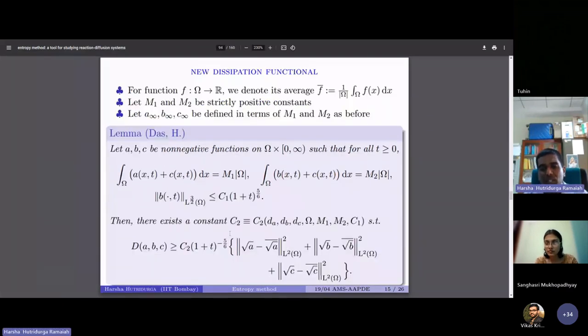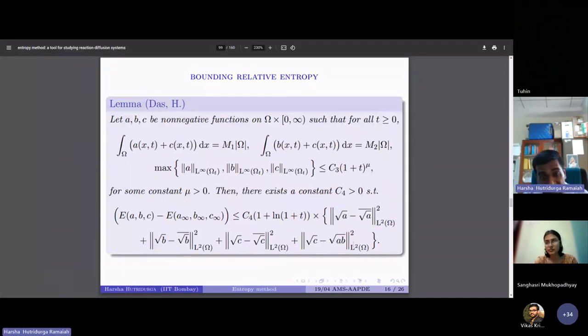Okay, there's an additional term, but this additional term is there: the L2 norm of square root of C minus square root of AB, squared. But the other three terms are sitting here. And there is also a natural log of 1 plus t corrections. Okay, so this is the result. Now you can club these two things to do something.